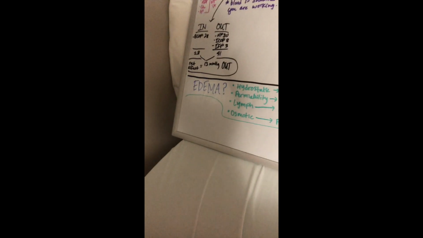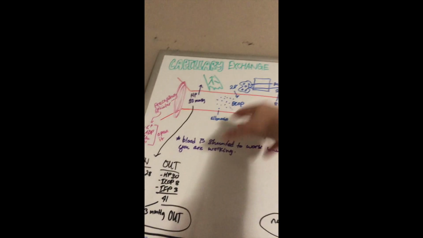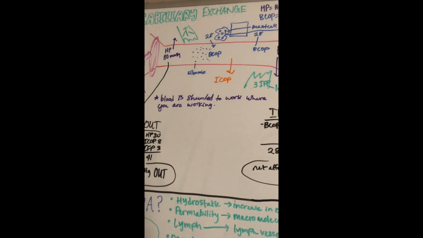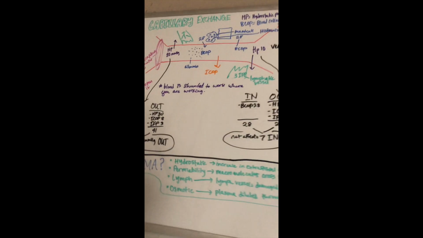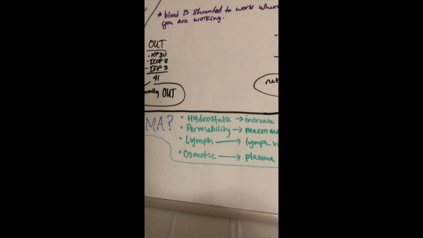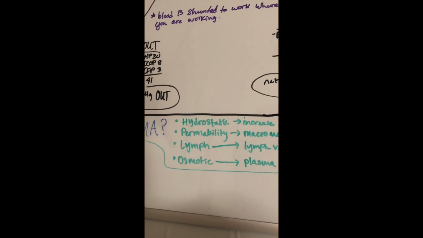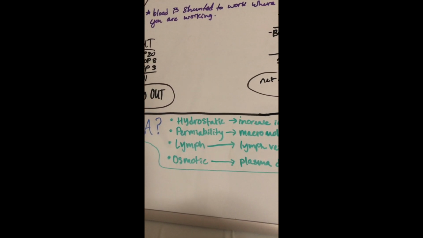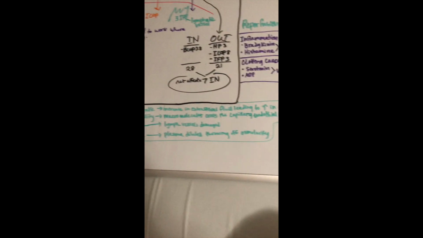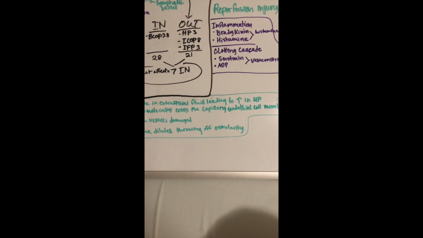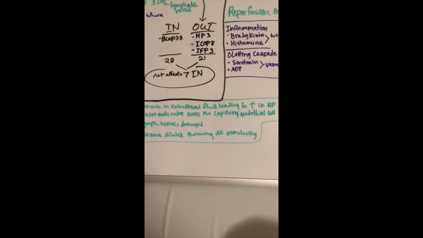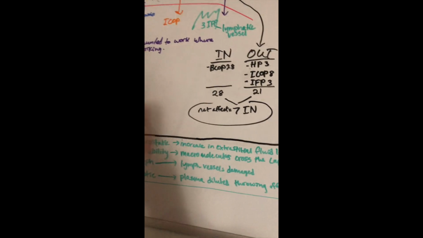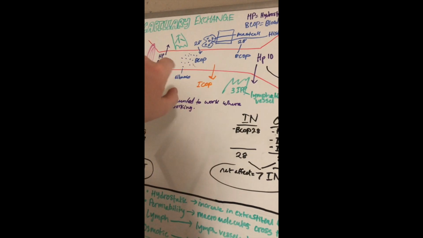We're going to talk about a few more things. What is edema? Edema is when fluid fills the interstitial space and causes swelling. There are 4 different types: hydrostatic edema, permeability edema, lymph edema, and osmotic edema. Hydrostatic is the increase in interstitial fluid leading to an increase in hydrostatic pressure. Since we've increased the interstitial fluid, then that HP increases.